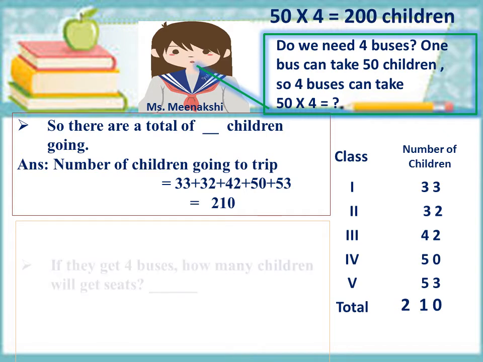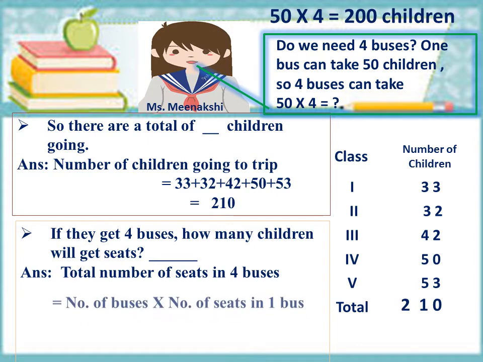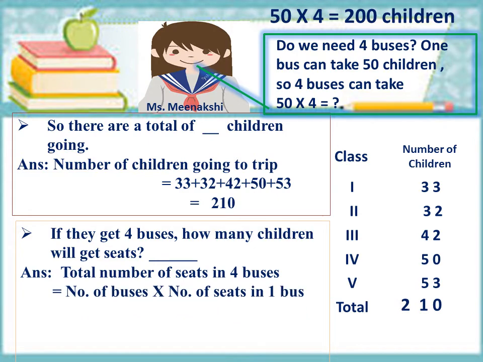Now, if they get 4 buses, how many children will get seats? The total number of seats in 4 buses, first we have to calculate. Number of buses into number of seats in one bus. How many buses do we have? 4. Number of seats in each bus? 50. So 4 into 50? 200. So 200 children will get seats if they get 4 buses. That means Meenakshi's guess is correct.